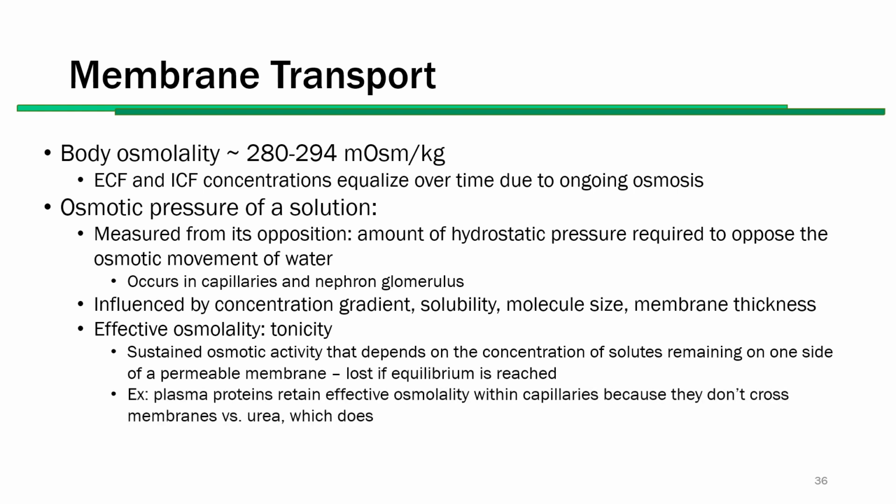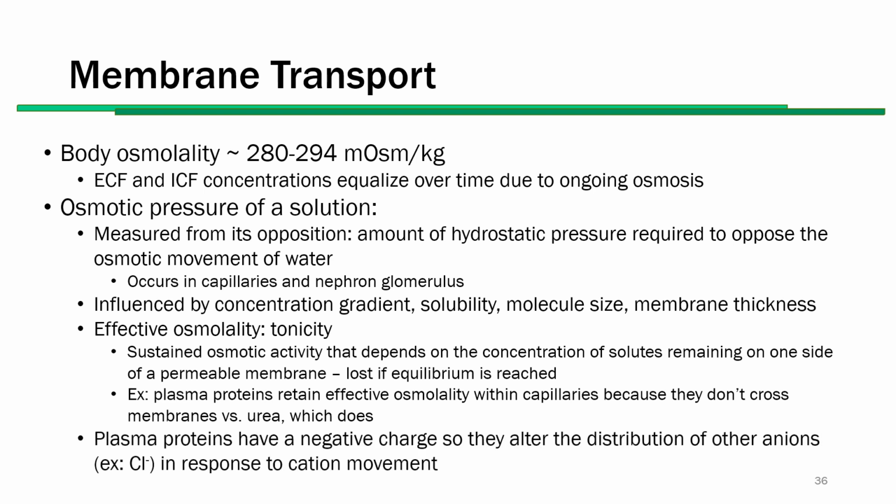For example, plasma proteins retain effective osmolality within capillaries because they don't cross the membrane, versus urea, which does, and we'll look at some examples of all of this. Plasma proteins have a negative charge, so they're going to alter the distribution of other anions, for example chloride, in response to cation movement. So we can't discount the impact of plasma proteins. Since they have a negative charge, they're going to impact everything else too.